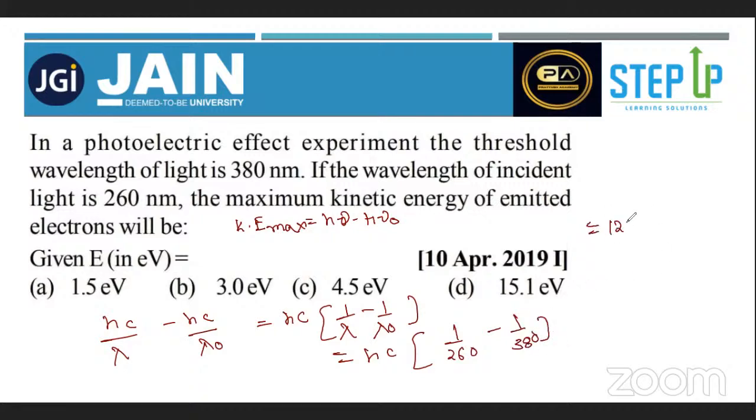Taking hc as 1240, or take it as 1237 also, it's an average, there will not be much fluctuation. In general the value is 1237.5, so 1237. Here it will become 120 over 380 into 260. This gives an answer of something around 1.5 out of 10.